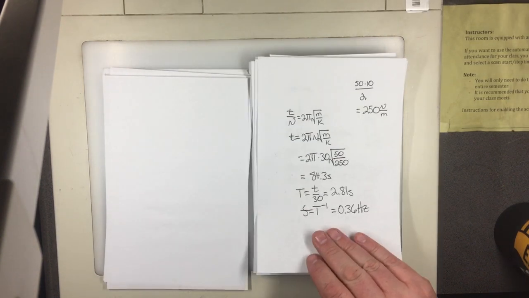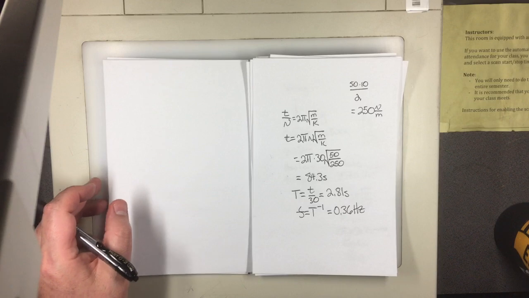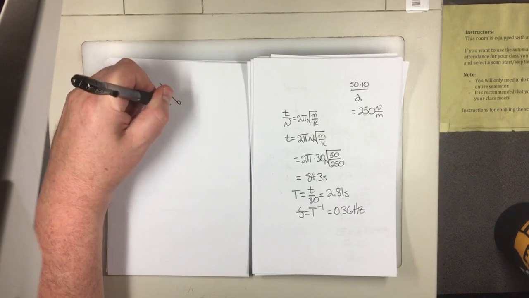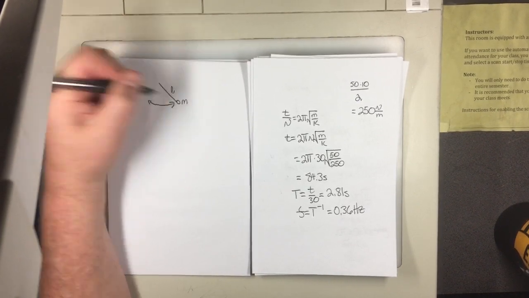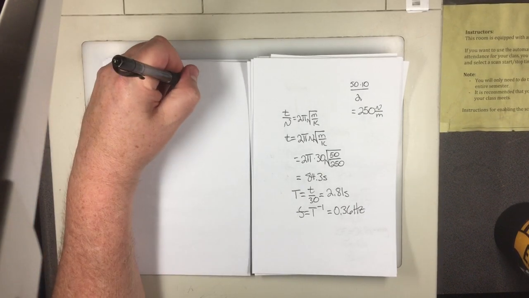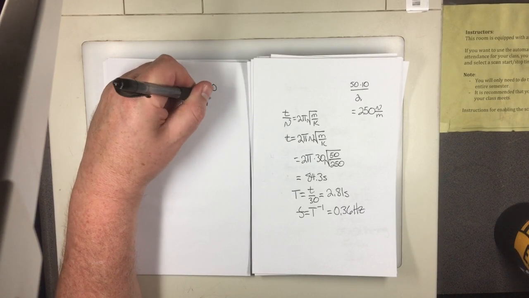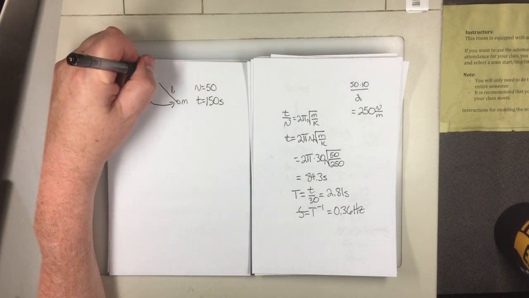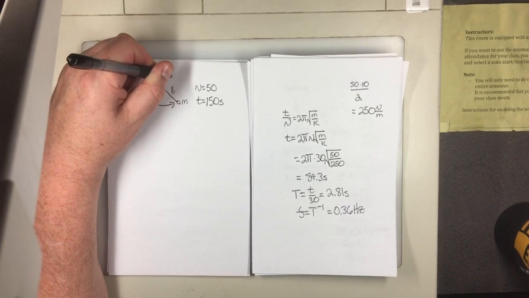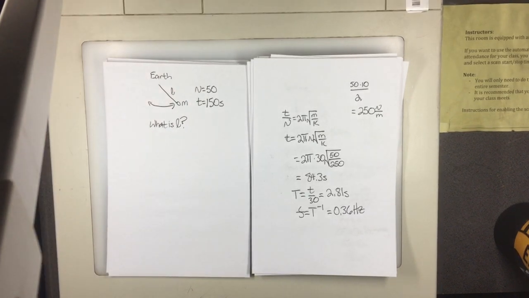Getting to another example, in this case, we are eventually gonna go to the moon. We have a simple pendulum, and it has a mass at the end of the string. It oscillates 50 times in 150 seconds. I'm on Earth. What is the length?